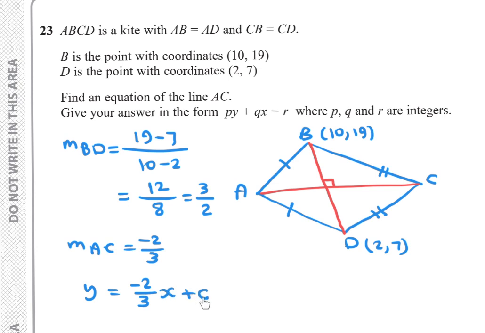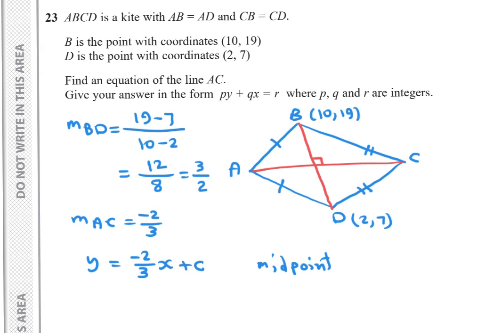Now to find c, we need a point on the line AC. This point, the intersection between BD and AC, is a point on AC: the midpoint between B and D. So to find the midpoint, (x plus x) over 2, so (10 plus 2) over 2, and (y plus y) over 2, so (19 plus 7) over 2. So 6, and 19 plus 7 is 26, divided by 2, so 13.